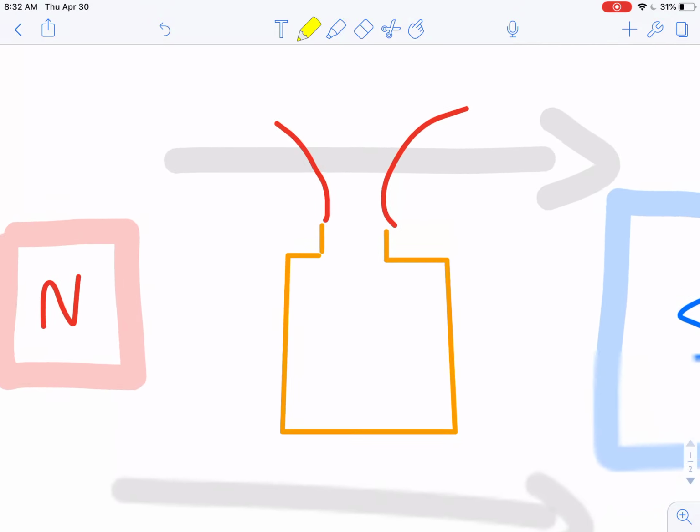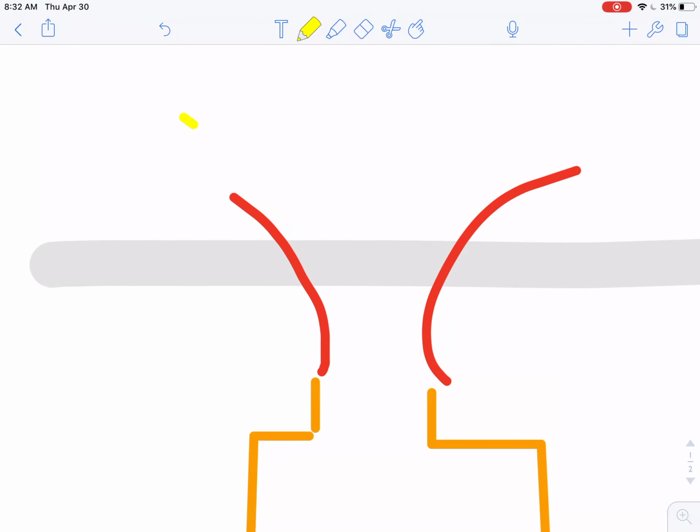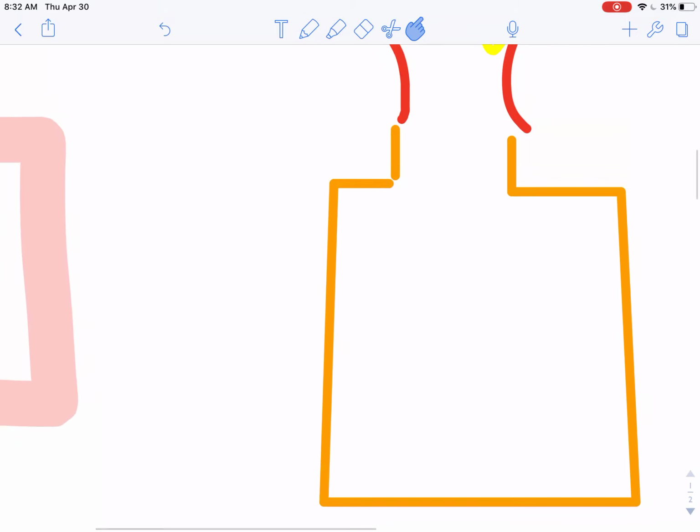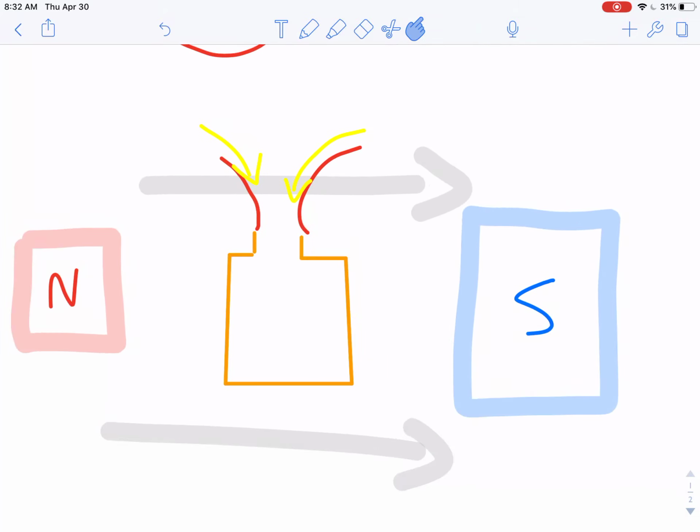So we have a current that could either be coming into the galvanometer from this direction or into the galvanometer from this direction. The current could be either direction. And that's going to be very important, because that's going to be why the needle moves either one way or the other.